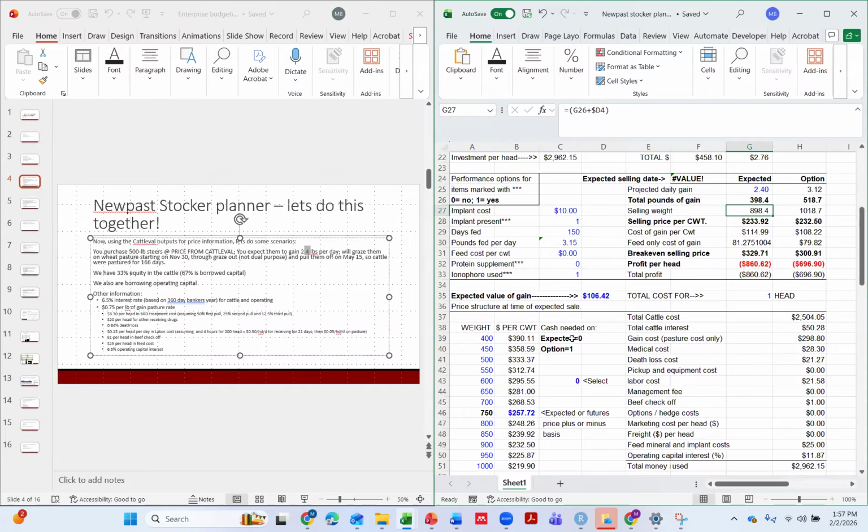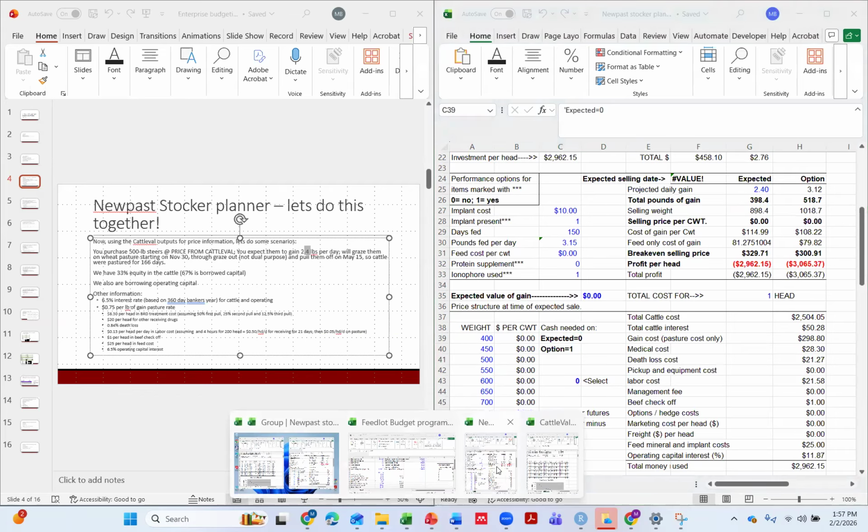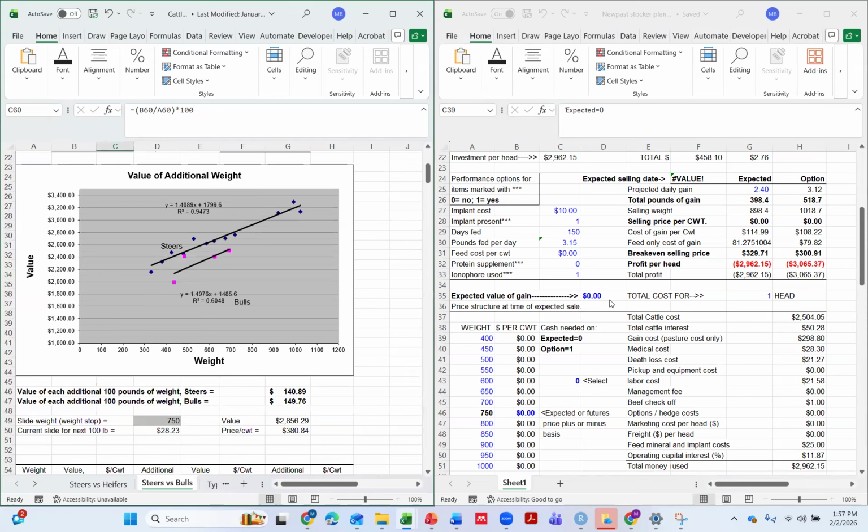So this is a unique thing to this program: we can base our selling price off of two different options. We're going to base it off of this expected value. So we're going to take this cattle val program. Remember, the slope of this line times 100 is our expected value of gain. So 1.4089 times 100 is $140.89. So we'll put that there.